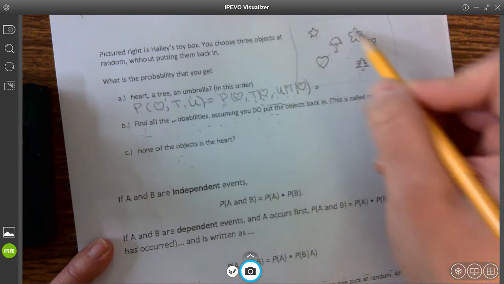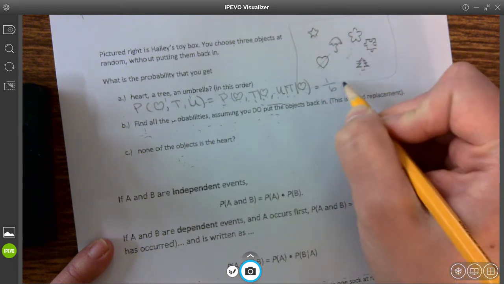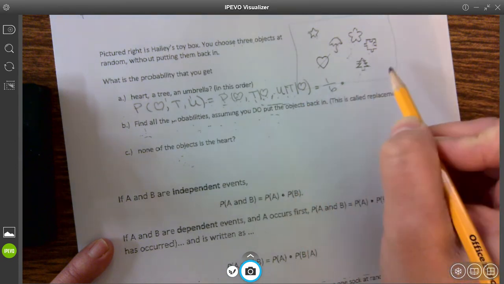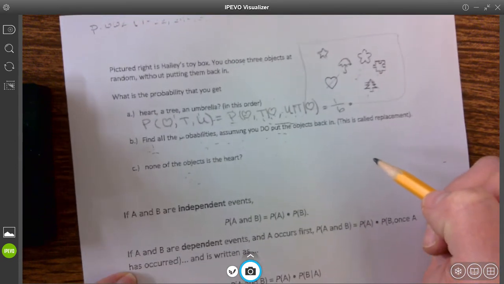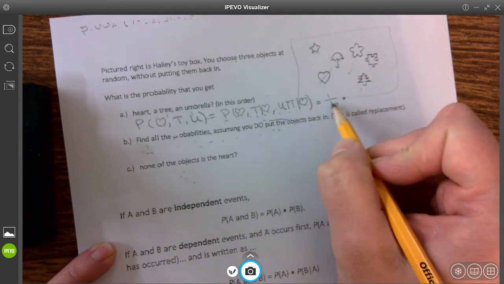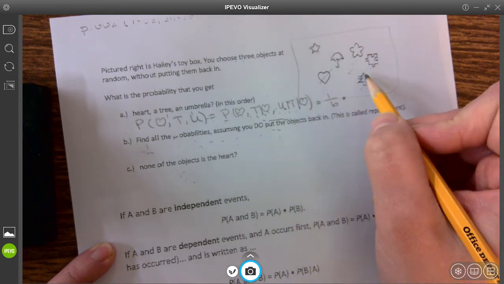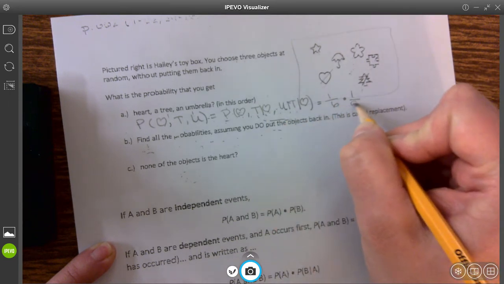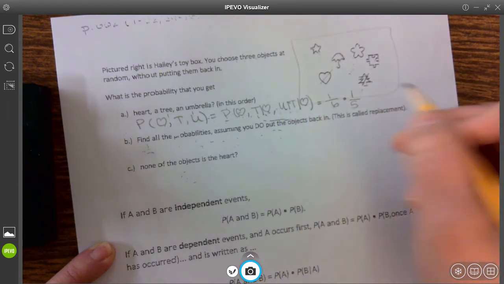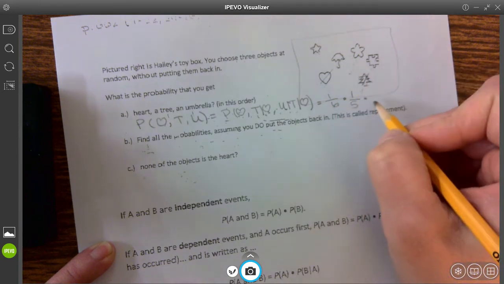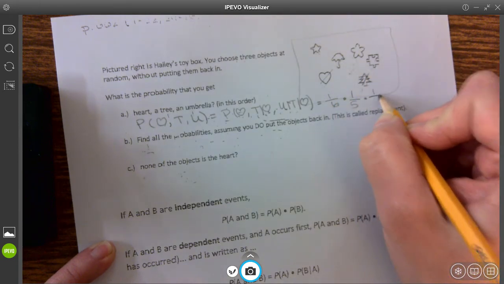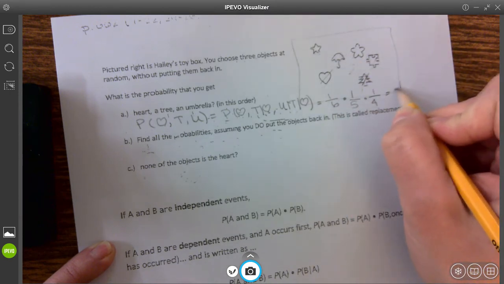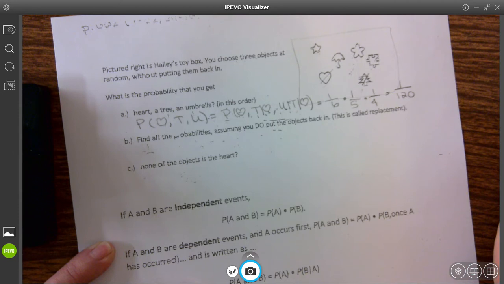So what's the probability you get a heart? That's 1 out of 6 times, because of the fundamental counting principle, you do something, then you do something, then you do something. You multiply those ways together. So the probability you get a heart is 1/6. The probability you then get a tree is 1 out of 5 since you just got a heart. And what's the probability you get an umbrella? 1 out of 4. So that'd be 1 out of 120.